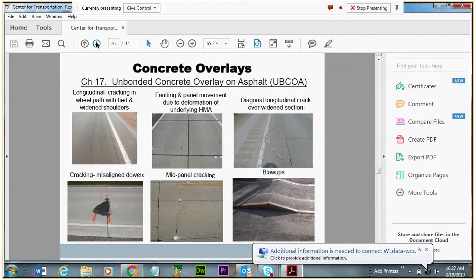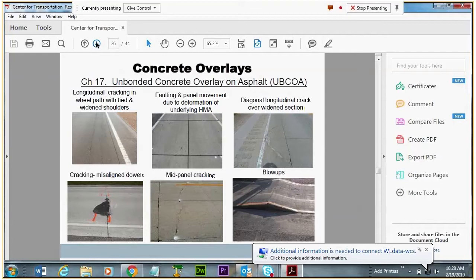Sometimes you'll see the longitudinal cracks in wheel path with tied and widened shoulders. Also, you'll see some faulting at the panel due to the deformation of the underlying asphalt as we move to the right at the top of the row. Diagonal cracking, diagonal longitudinal cracking over the widened sections we've seen.